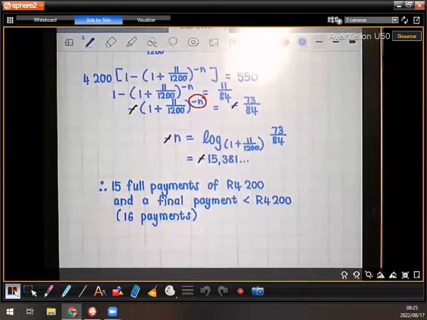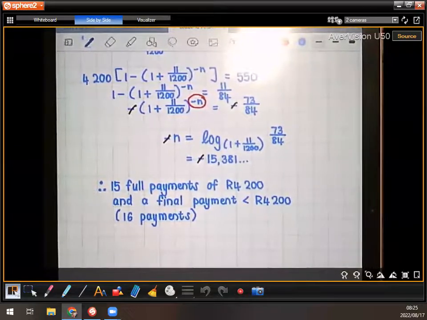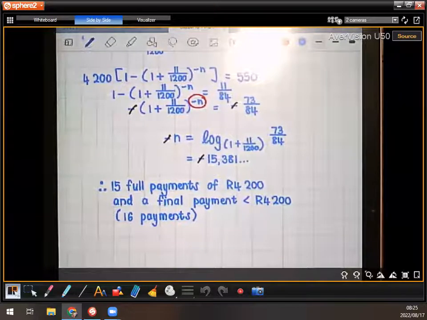That means that you're going to have a final payment that's actually less than the full payment. And it does happen in real life. It happened with my car. My monthly payment was 2,000 and my final payment was like 700. Okay, so we will do that on Friday.